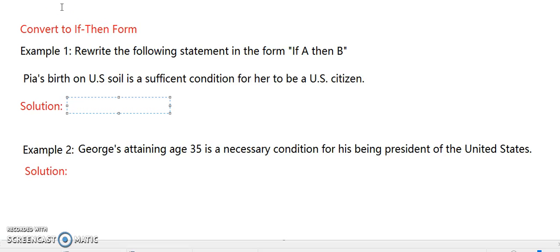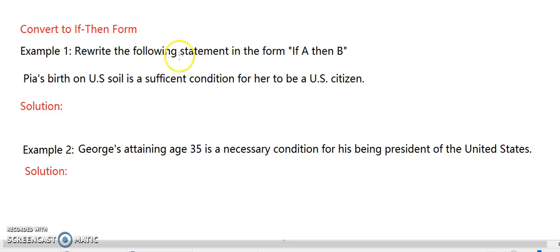Now let's look at some examples to convert a sufficient condition or a necessary condition to an if-then form. So recall the definition of a sufficient condition. By the meaning of the word, we know that sufficient means that is enough, just like an if statement. So if something occurs, you must have that consequence.